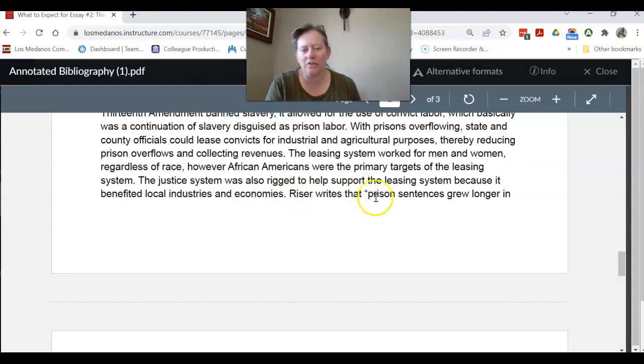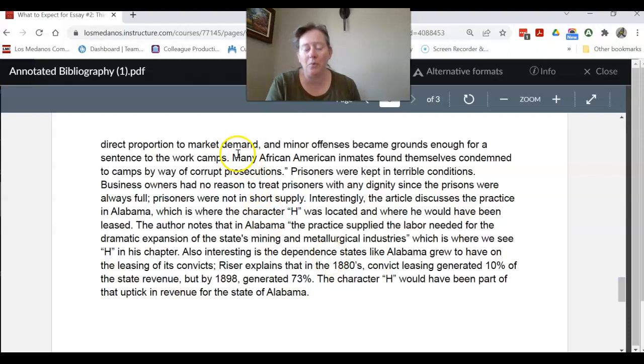Here, I continue. Reiser writes that, quote, "prison sentences grew longer in direct proportion to market demand, and minor offenses became grounds enough for a sentence to work in the camps. Many African American inmates found themselves condemned to camps by way of corrupt prosecutions." I included that because in H's chapter, there's a discussion about what H should say in terms of why he's in jail. And you learn a little bit about what other people have done and how corrupt the system was. And so that's why I included that quote there.